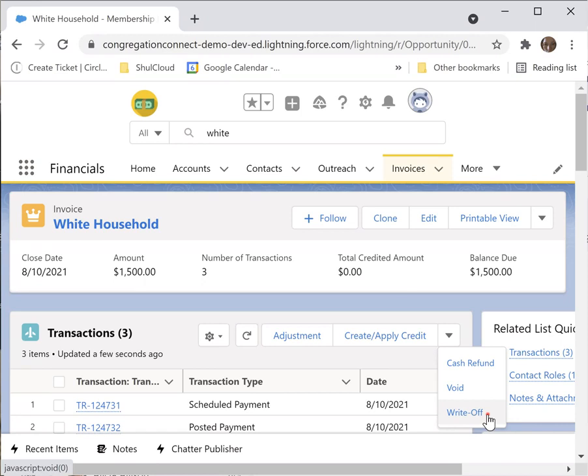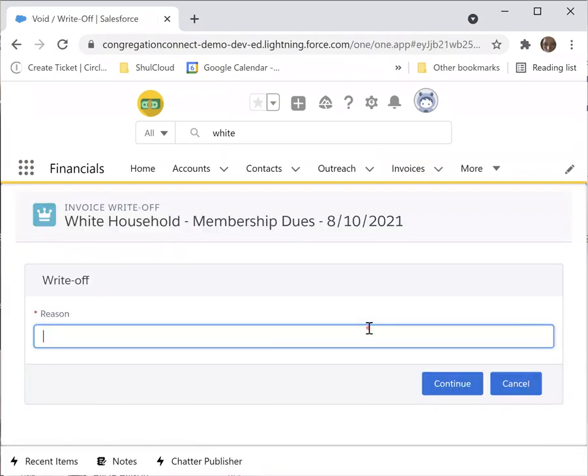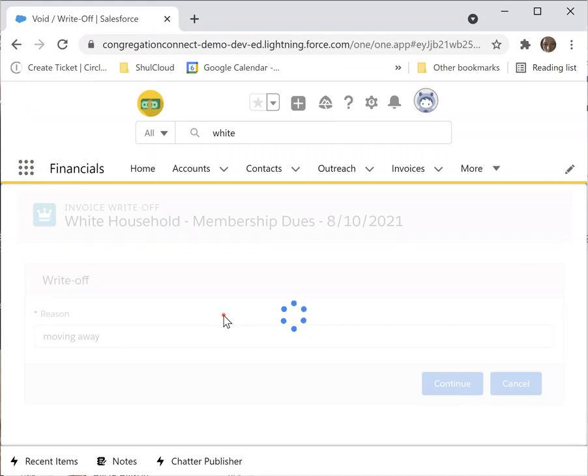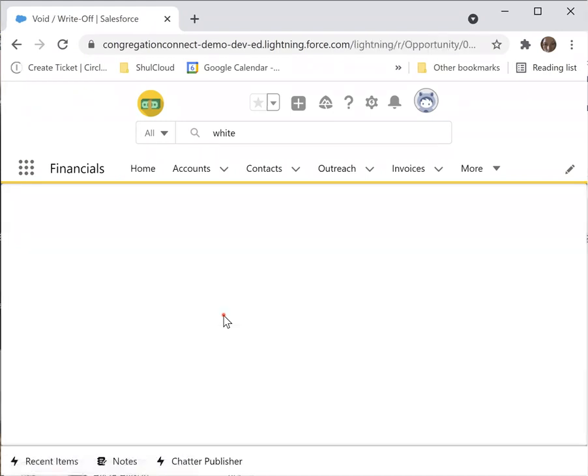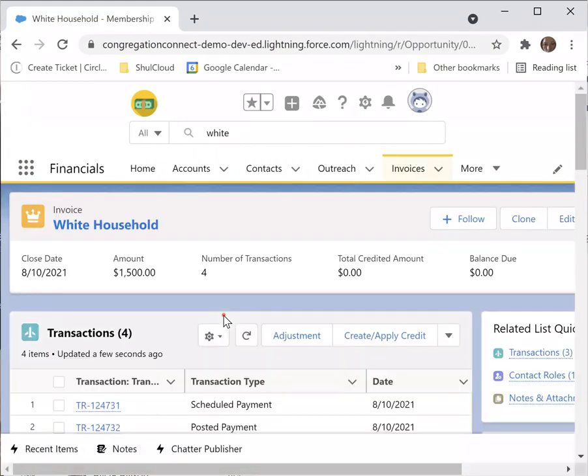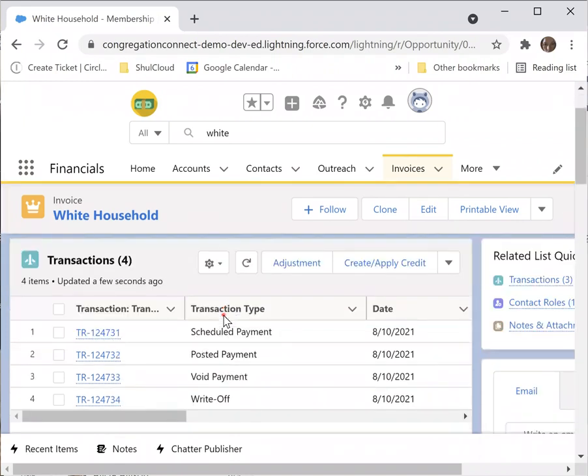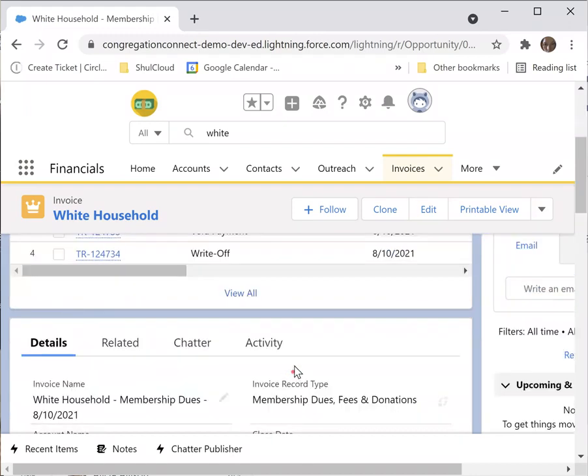I'm going to click it to write off. All I need to do is write a reason. So I'm going to say moving away, and click continue. All right. So now we have an additional transaction on the invoice, the write-off.